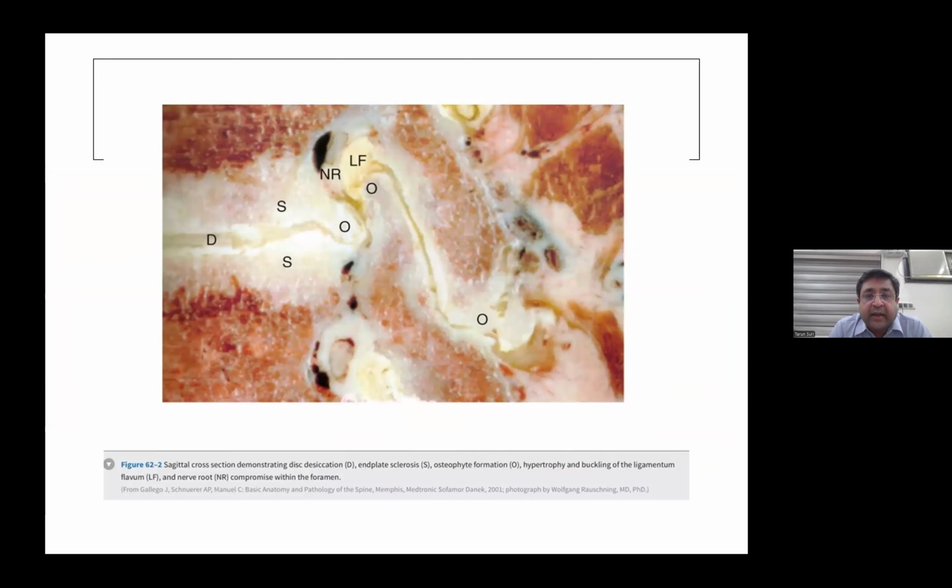So this is a cadaveric section which beautifully shows how the nerve root gets pinched. You can see the NR is a nerve root which is getting compressed by the LF, which is the part of the ligamentum flavum in the foramen, and the O is the osteophyte because of the hypertrophy of the superior articular facet. Just behind that is the facet joint. So it beautifully shows how the nerve root is getting compressed by the disc osteophyte complex from the front, a superior articular process osteophyte from the back, and the hypertrophic ligamentum flavum, leaving very little space for its functioning.